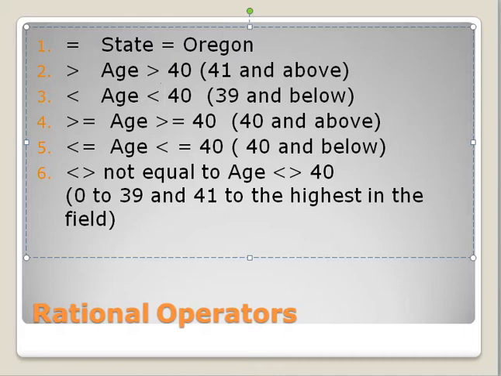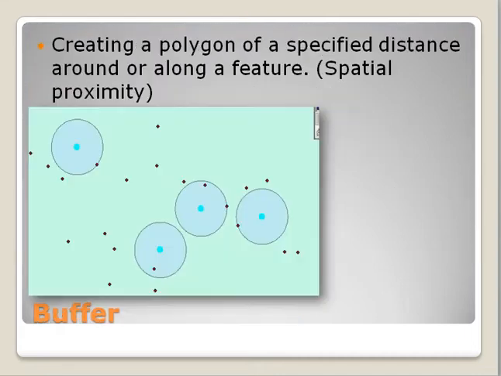So those are the two kinds of queries: spatial query and attribute query. The other operator we're going to use is the buffer. A buffer creates a polygon of a set distance, whatever distance you choose, around a point, along a line, or around the edges of a polygon.